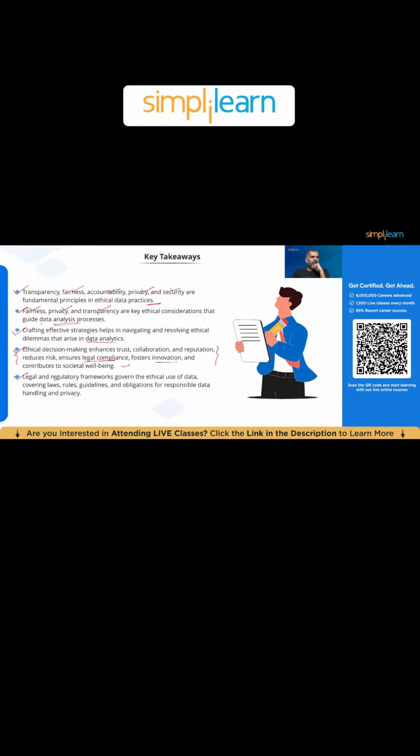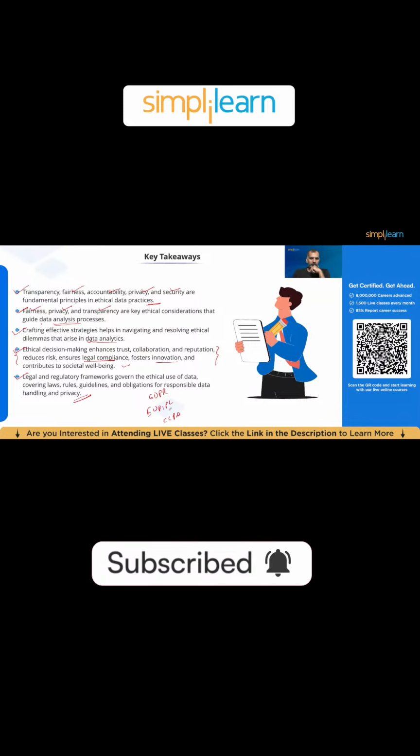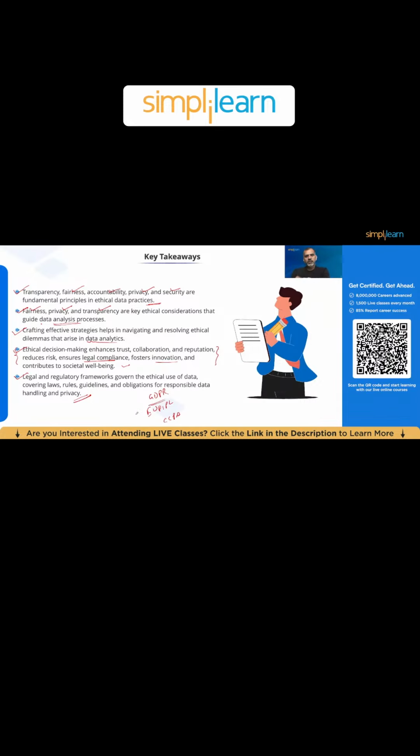And finally, we have some legal and regulatory frameworks that govern the ethical use of data. These frameworks cover laws, rules, guidelines, and obligations for responsible data handling and privacy. We have seen three. One is European, GDPR, then PIPL from China, and CCPA from the US, California. So these are the popular ones, and then we have some domain-specific rules and regulations from governing bodies. So those are the major key points from today's discussion.